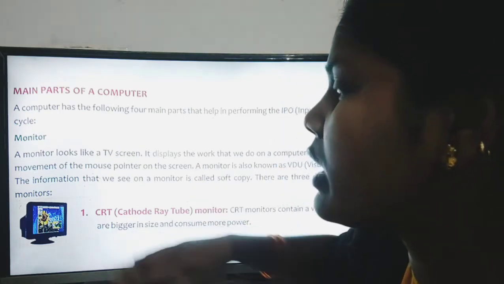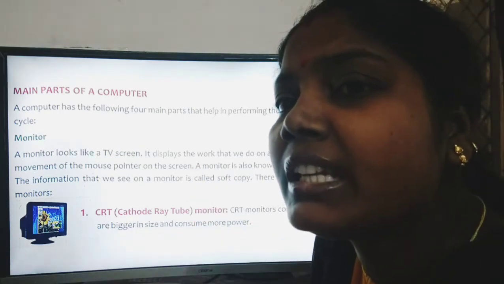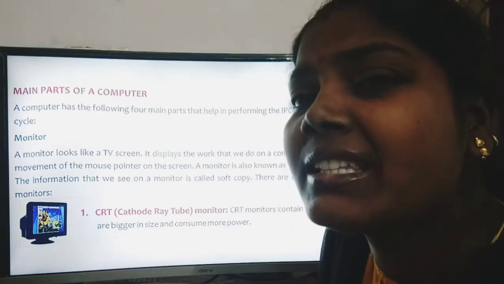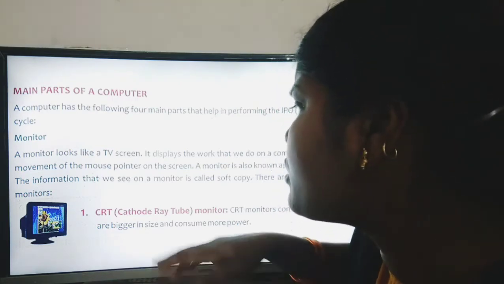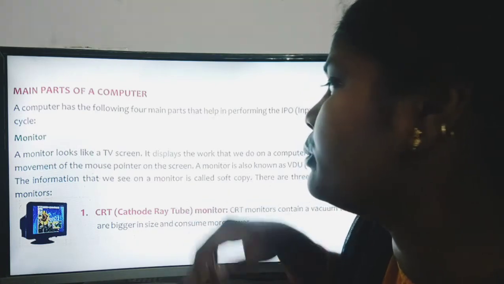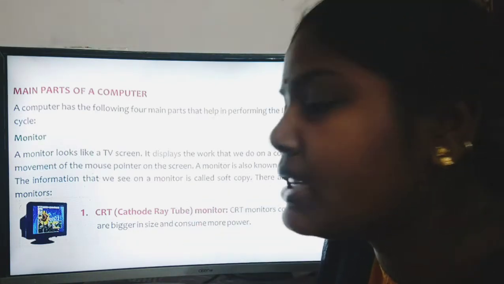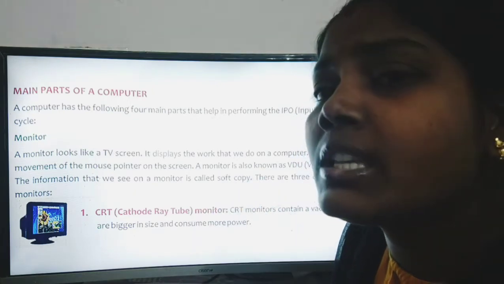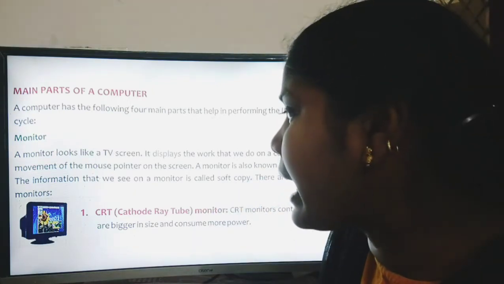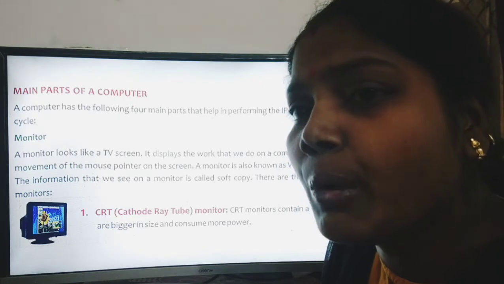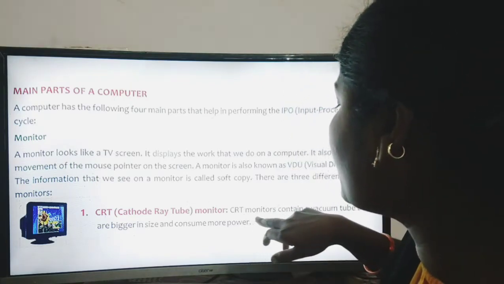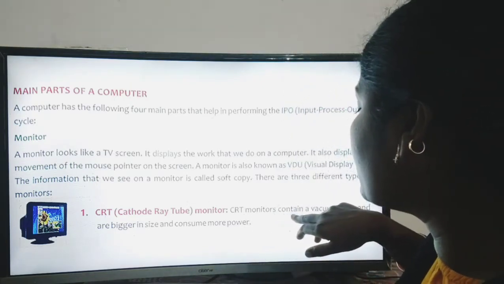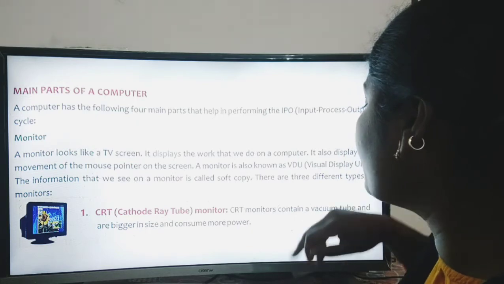The first one is CRT. CRT means cathode ray tube monitor. CRT full form is cathode ray tube monitor. CRT monitors contain a vacuum tube.